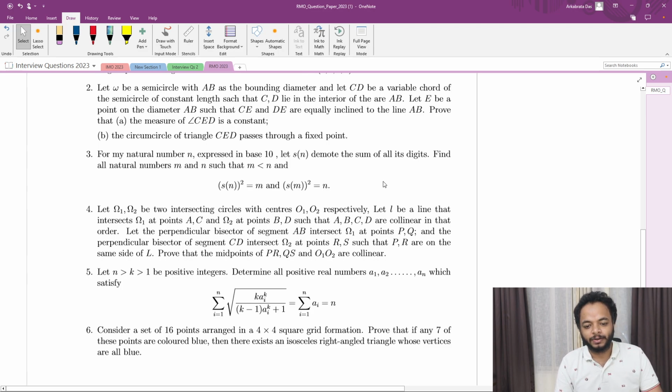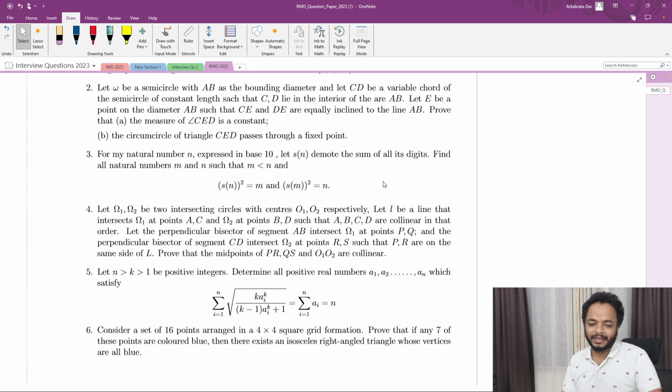So what is it saying? That Sn denotes the sum of the digits of n, so Sn is the digital sum. Also, you are working in the decimal system, base 10, so nothing really matters there. The usual thing: find all natural numbers m and n such that m is strictly less than n, and Sn square is equal to m and Sm square is equal to n.